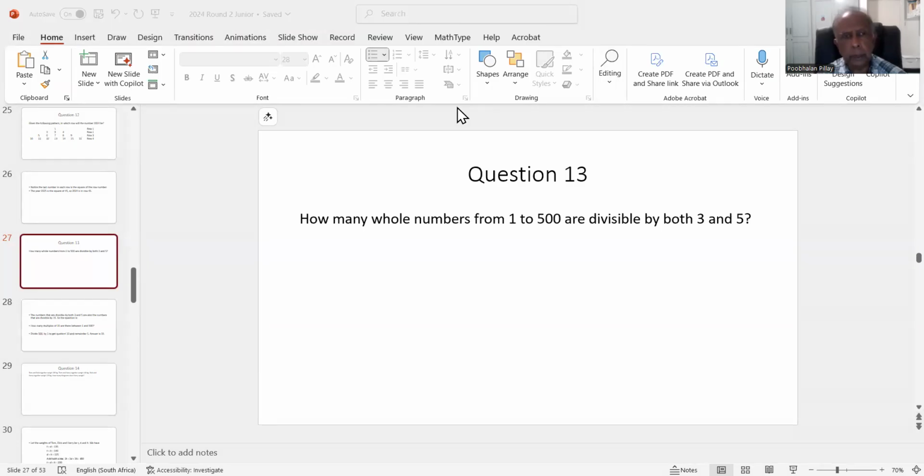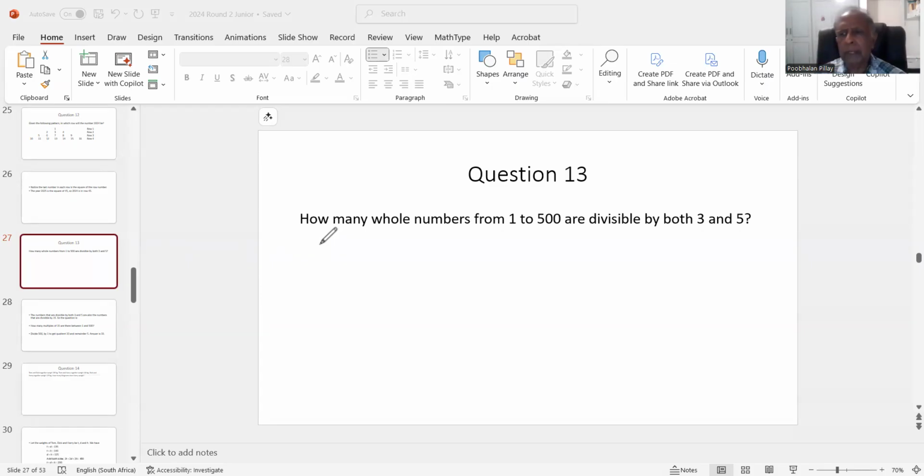We go on to question 13. Question 13 says the following: how many whole numbers from 1 to 500 are divisible by 3 and 5?